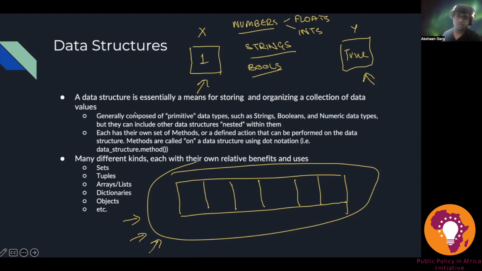So what are data structures? They're a collection of these primitive data types, but they can also include other data structures within them, right? So what that means is that within this singular block, we can also have another data structure which has singular blocks within it, right? So that is how data structures are made. We learn about a few of these data structures, and some examples we can see over here are sets, tuples, arrays, dictionaries, objects, and more.